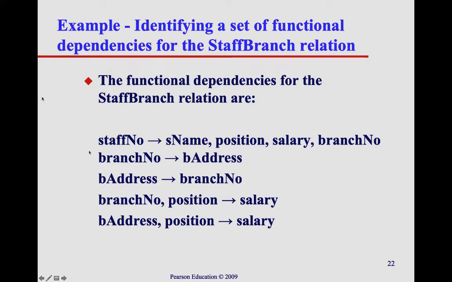The relation we have is essentially a directory relation of all staff. The branch number is not unique in that one. It's not a primary key. The only primary key is staff number in our directory relation. That's the only thing that's uniquely identifying each tuple.